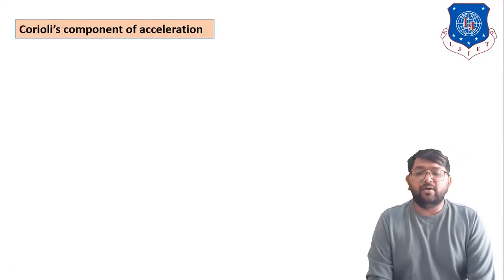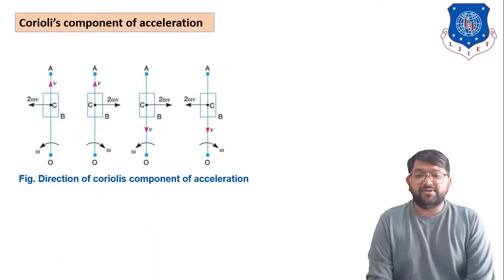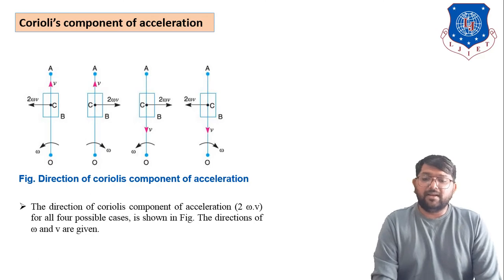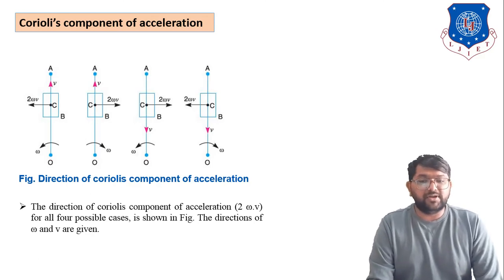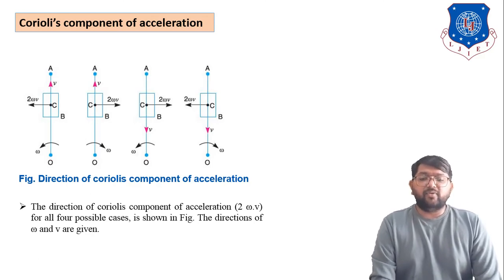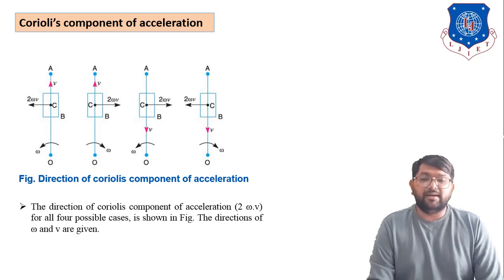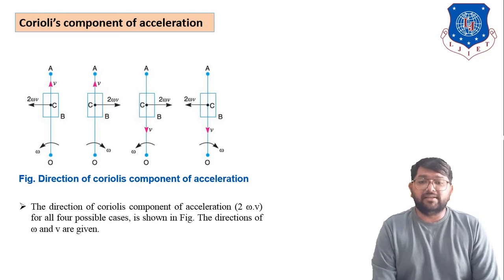Now, Coriolis component of acceleration you can understand based on this diagram. Clear? There are a total of 4 positions defined. The direction of Coriolis component of acceleration, that is 2 times omega into v, for all 4 possible cases as shown in the figure. The direction of omega and v are given in this diagram.